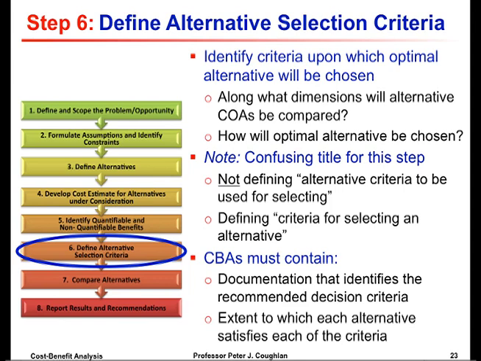I actually think this is a very confusing name for this step. Define alternative selection criteria, right? Okay, so are you saying we need selection alternatives among the selection criteria? No, actually that's not what it means. You're not defining alternative criteria to be used for selecting. It's actually criteria for selecting an alternative, right? Remember, step 3 was define the alternative, so this is define the alternative selection criteria. Selection criteria among those alternatives. So very confusing, at least to me, when you read it, right?